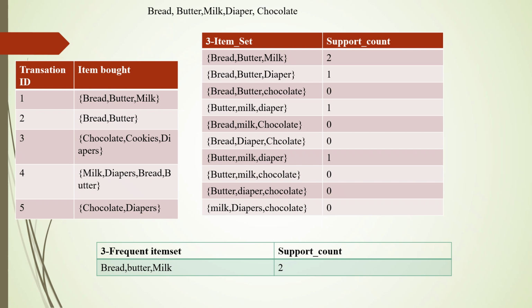Here the three frequent item sets are generated from the Apriori algorithm.